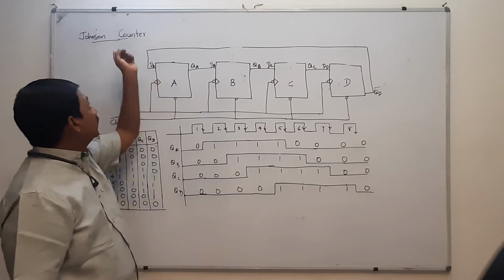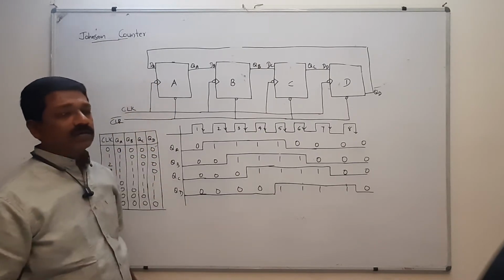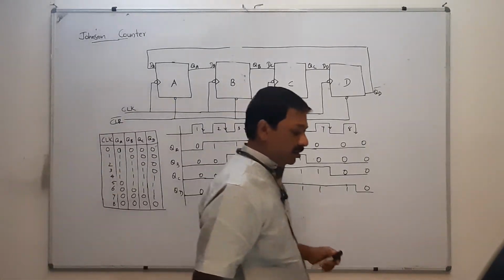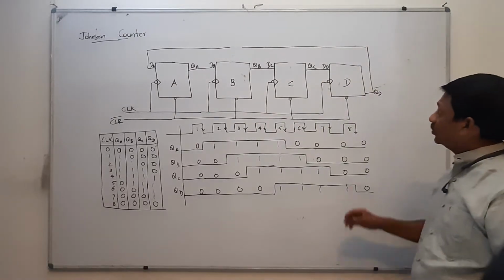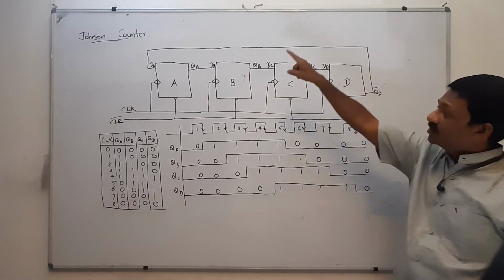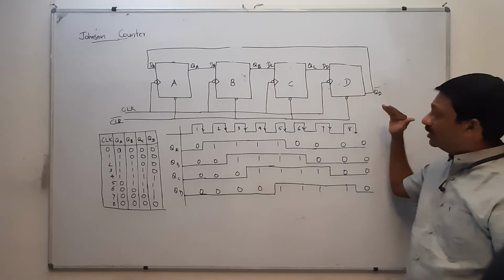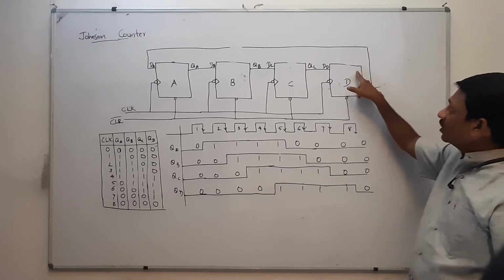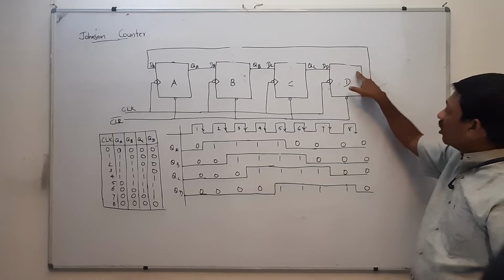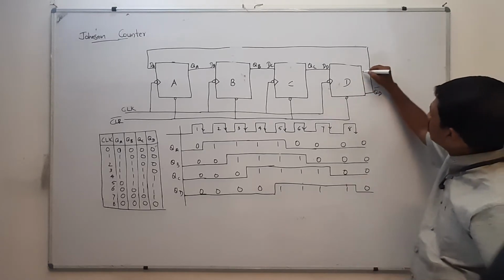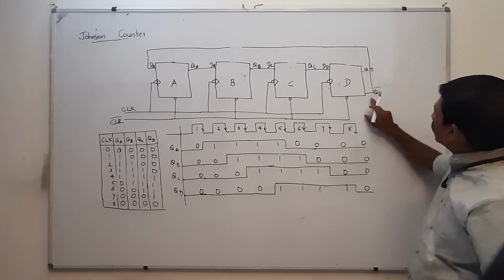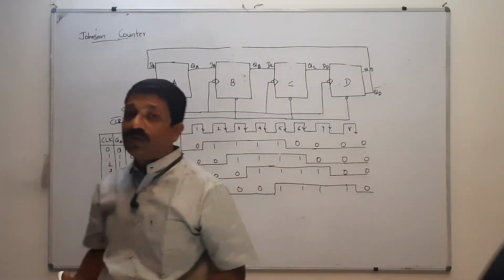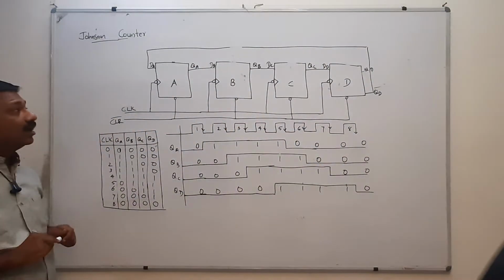We are continuing with the Johnson counter. There is a minor difference between the Johnson counter and the ring counter. In a ring counter, the output of the last flip-flop is given as the input of the first flip-flop. Here, as it is a Johnson counter, instead of the output, its complement is used. The output is QD, and QD bar is the complement of that. That is given as the input to the D input of the A flip-flop.